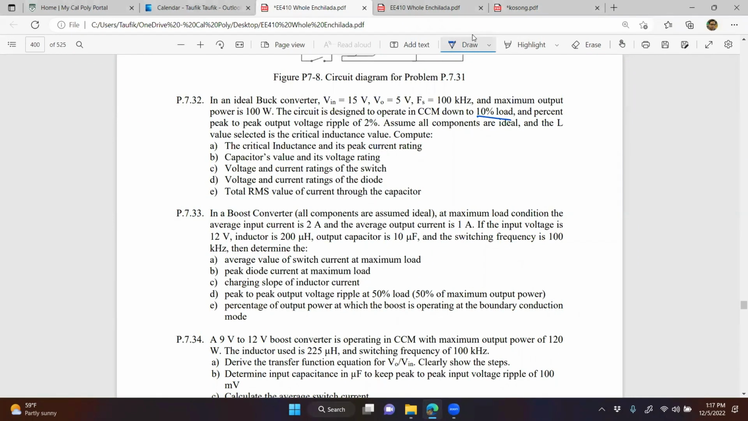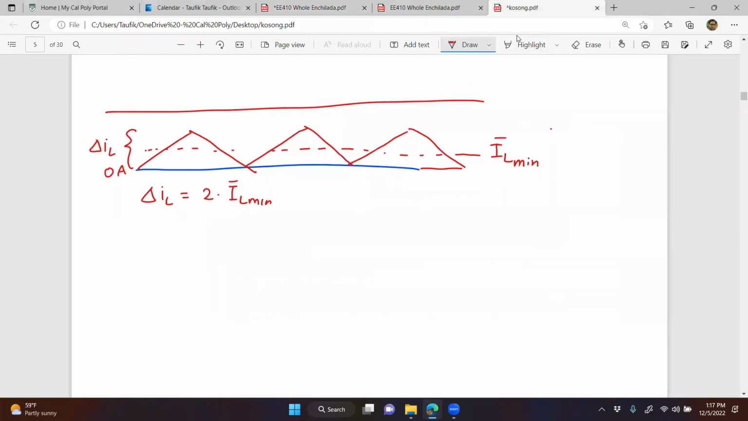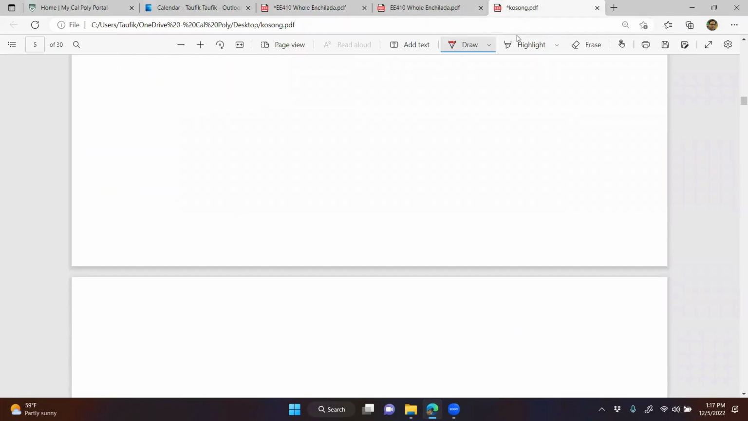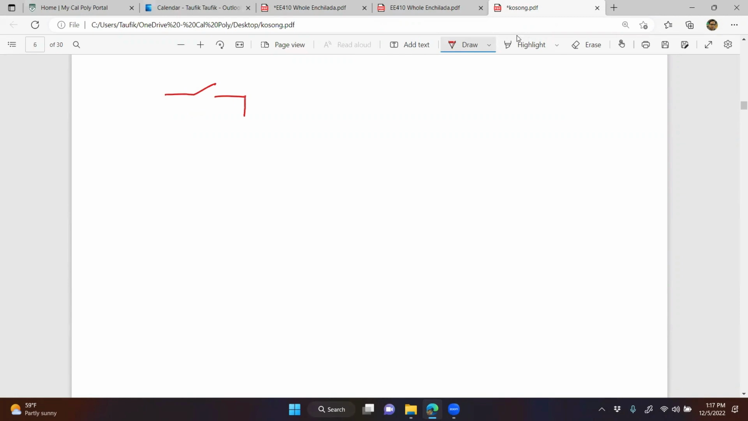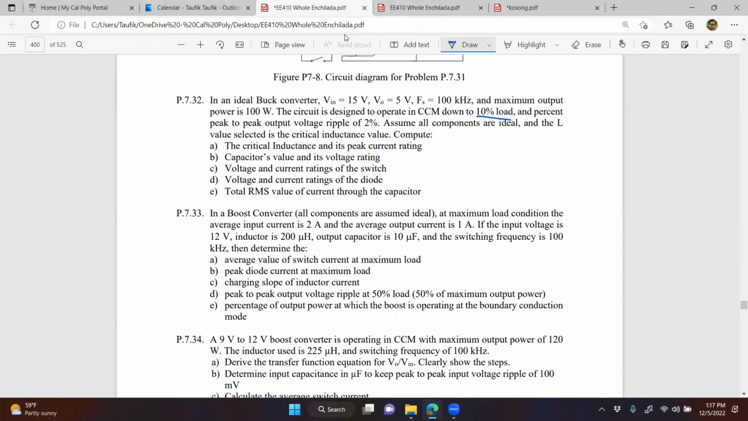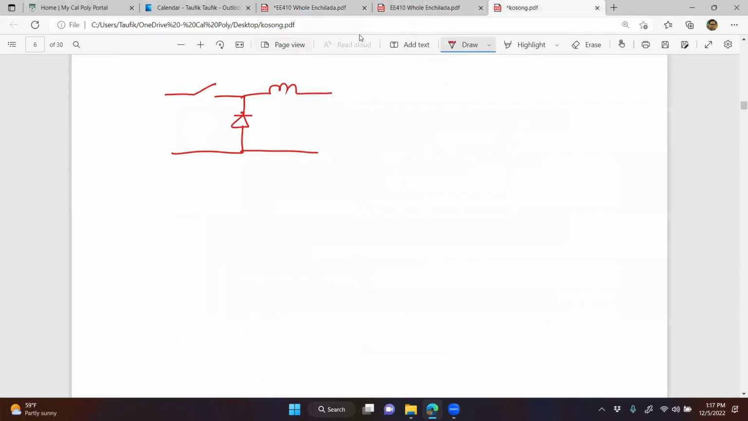Assume all components are ideal and the L value selected is the critical inductance value. That's the critical inductance value. All right, let's do this problem. So what we have is a buck converter, right? Fifteen and 5. Okay, 15 volts and 5-volt output.